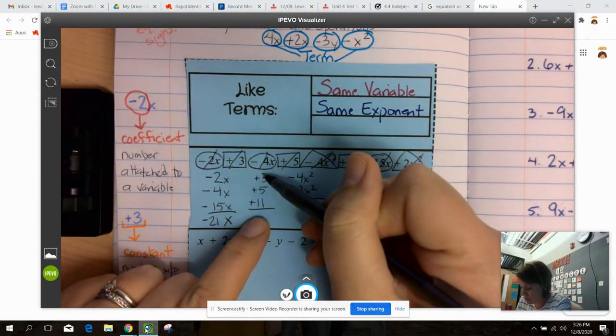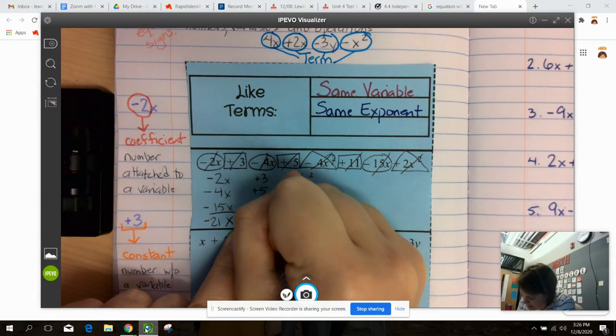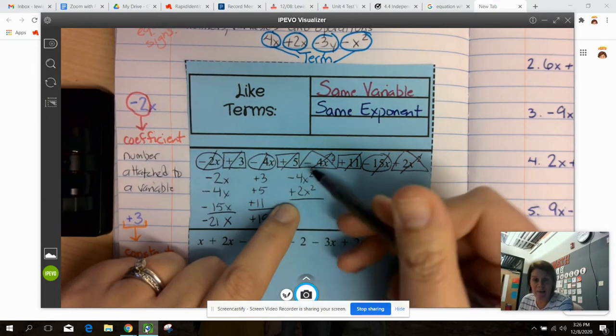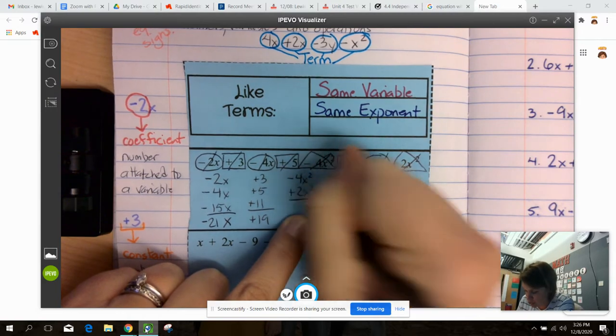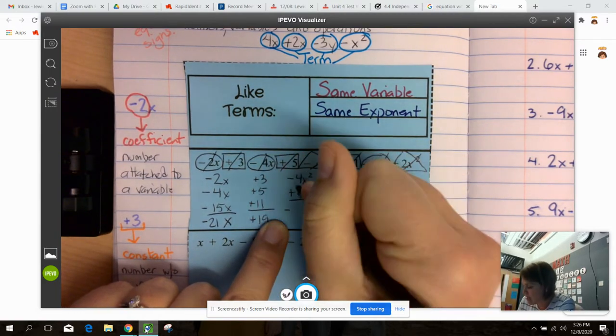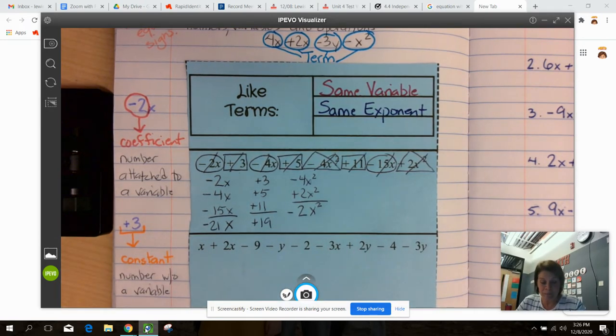I'm going to now put these together. They're all positive, so I'm going to add them all together. So it's going to be a +19. And then I've got a positive and a negative here. I have more negatives. My variable is still going to be x squared. I have a negative here, and then 4 minus 2, I would have a -2x squared.